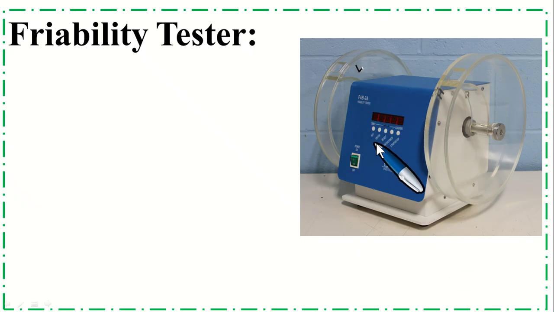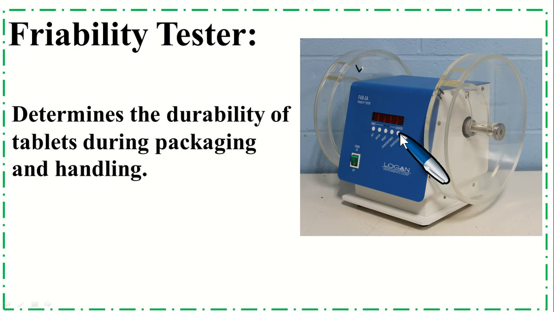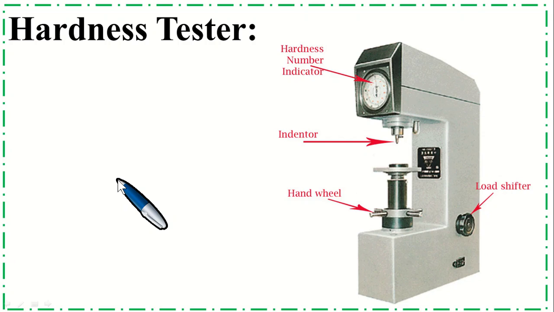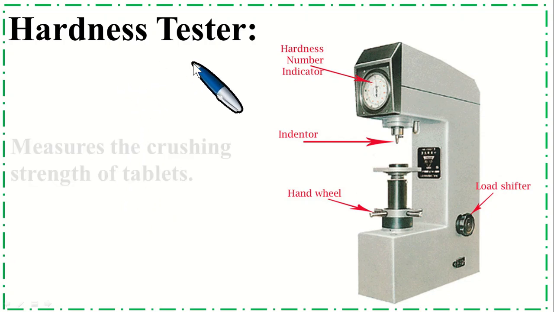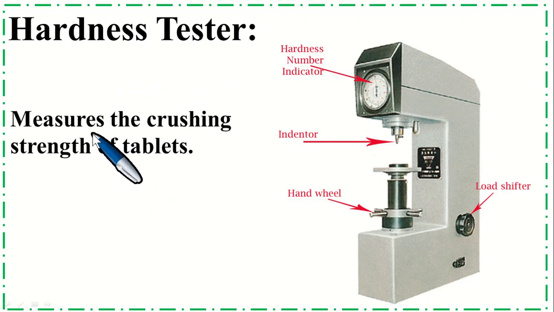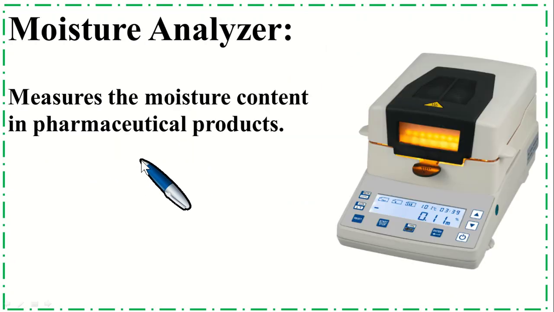So this is friability tester. Friability tester is used to determine the durability of tablets during packaging and handling. So hardness tester, it is used to measure the crushing strength of tablets.